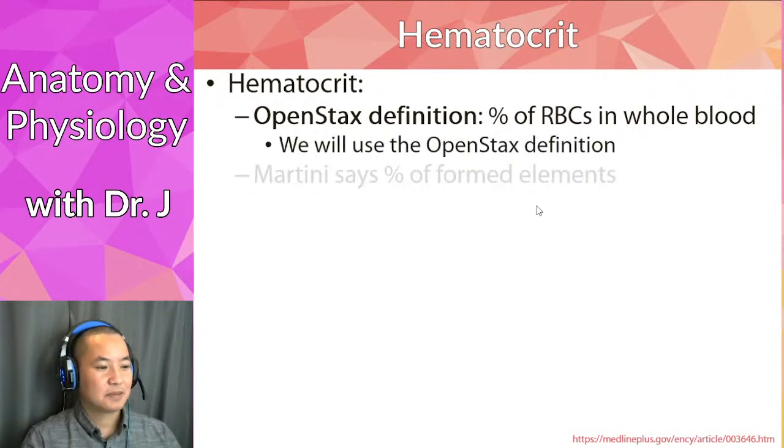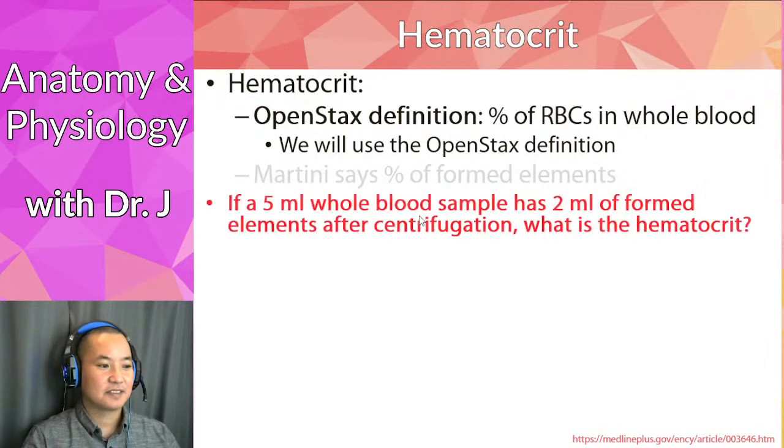And again, we're not using the Martini version, we'll use the OpenStax definition. So, an example for a hematocrit calculation: you take a 5 mL whole blood sample from someone, 5 mL total in that tube. You spin it down, centrifuge it, and then you notice that in that red packed part there's only 2 mL, and that's the dense red packed cells. So what is the hematocrit of this?